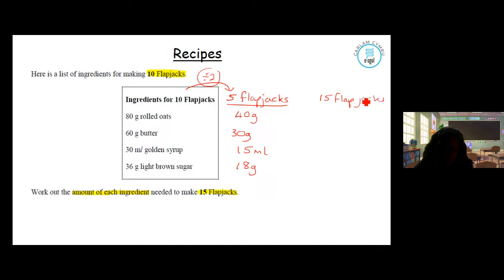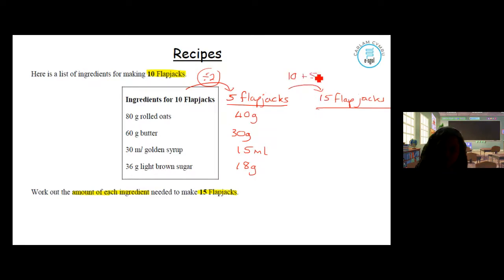To move from 5 flapjacks to 15, I've got different ways I could do this. I could multiply this by 3, because I know I need 3 5s to get 15. Or another way would be, if you know what the 10 flapjacks are and you know what the 5 flapjacks are, you could add them together. Both methods are valid, so it's completely up to you. I'm going to choose the adding up method, so I'm going to do the 10 plus the 5 flapjacks to make my 15.